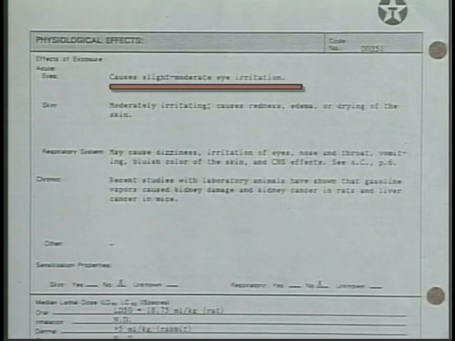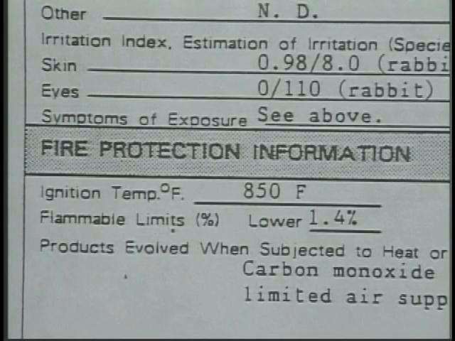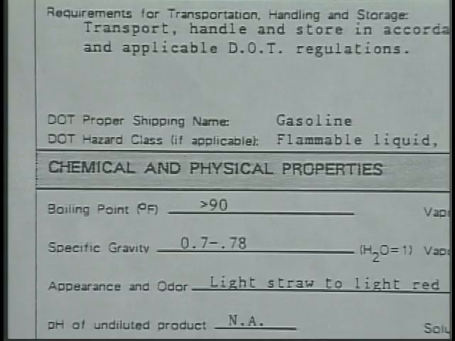Some of the physiological effects of exposure include slight to moderate eye irritation. In the respiratory system, the chemical may cause dizziness, irritation of eyes, nose, and throat, vomiting, bluish color of the skin, and other effects. The next section outlines specific technical information that would be of value to industrial hygienists and other technical engineers. The next section provides fire protection information such as flash point, flammable limits, and recommended fire extinguishing agents and special procedures. The other sections of the MSDS provide environmental protection, precautions, chemical and physical properties of the chemical, and other information that is valuable knowledge for the protection from the hazards of this chemical.